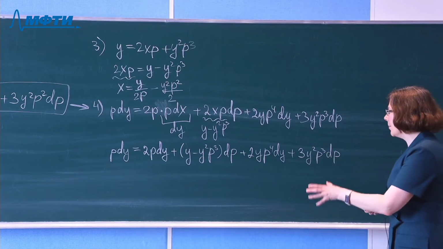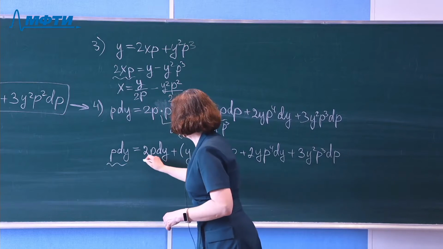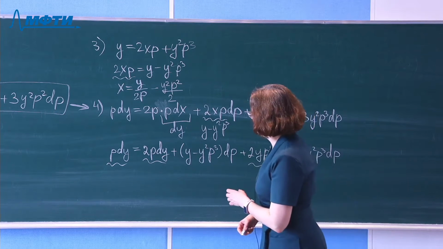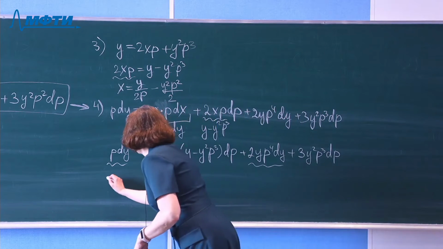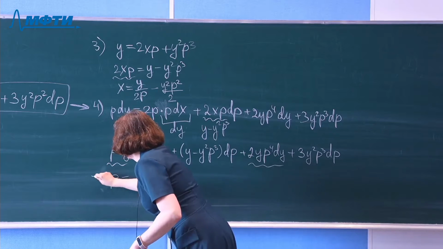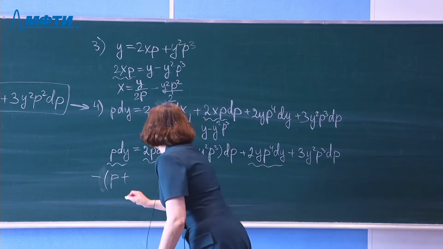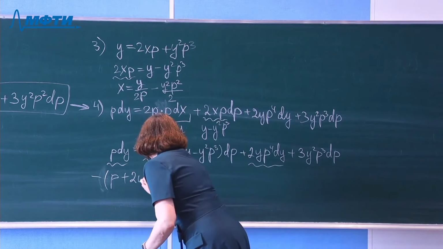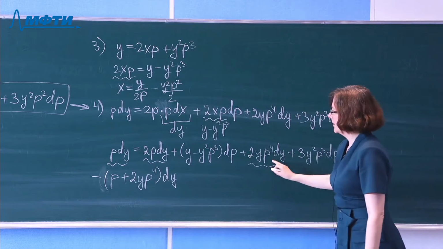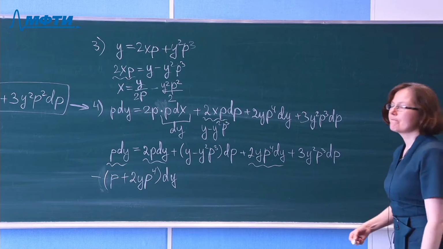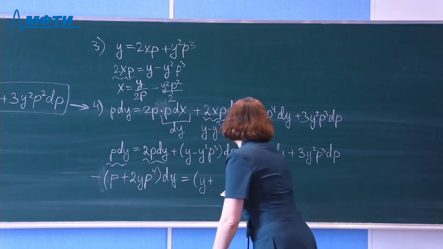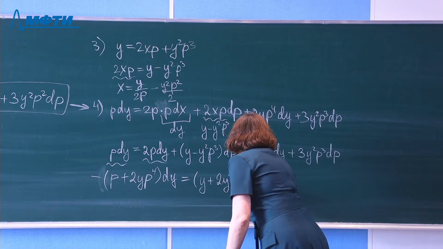So now we are done. Let's combine similar terms. The similar terms will be the terms containing dy. We will gather them. So we will move all the terms to the left-hand side, and we will get minus p plus 2y p to the 4 dy. So I have collected these three terms. Next, it is equal to, let's collect the other terms, and we will get y plus 2y squared p cubed dp.